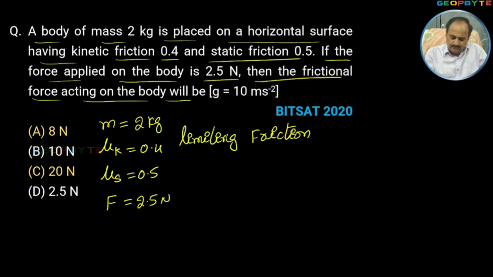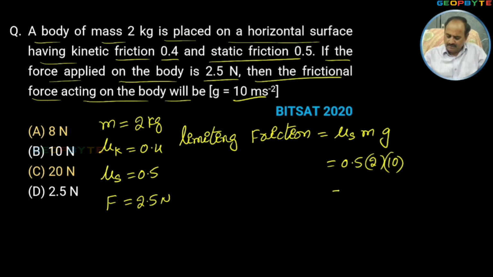Limiting friction equals mu s into m into g. Mu s is 0.5, m is 2, and g is given as 10. For the previous problem it was 9.8, but here it is 10. So 10 into 0.5 into 2 is equal to 10 newtons. That is the limiting friction.